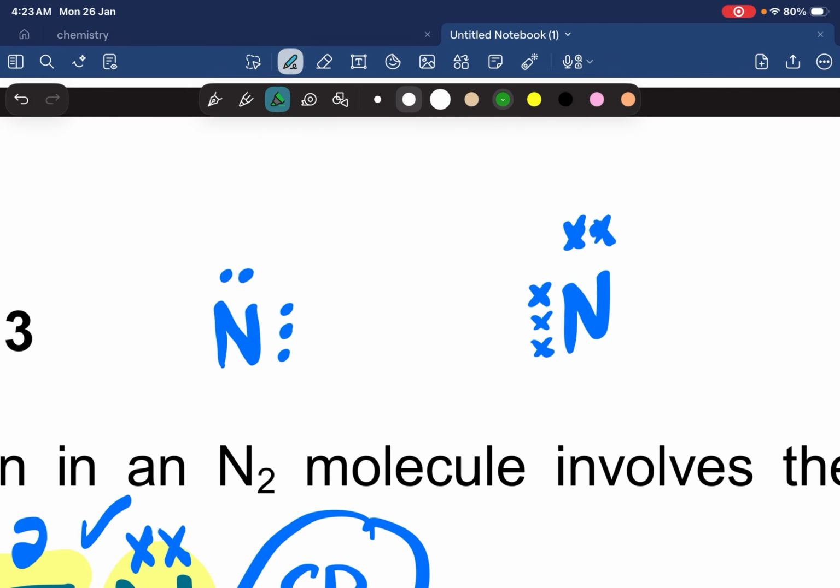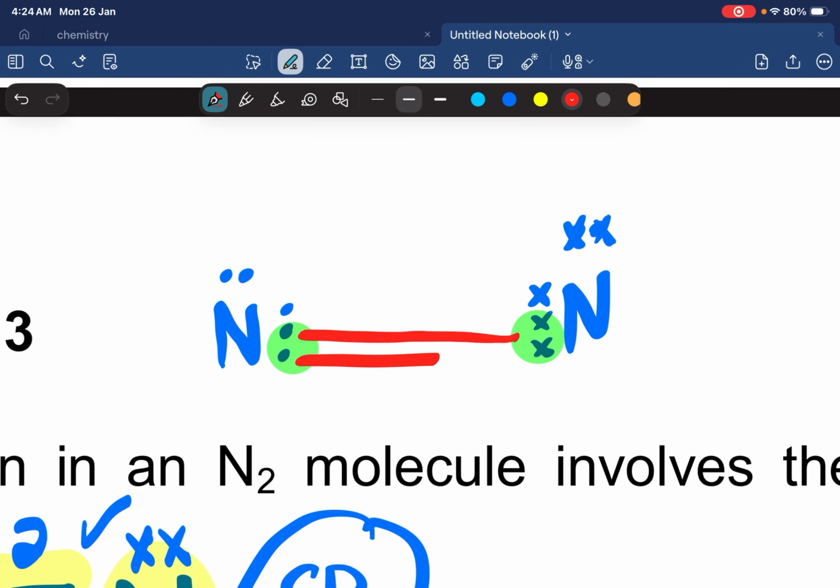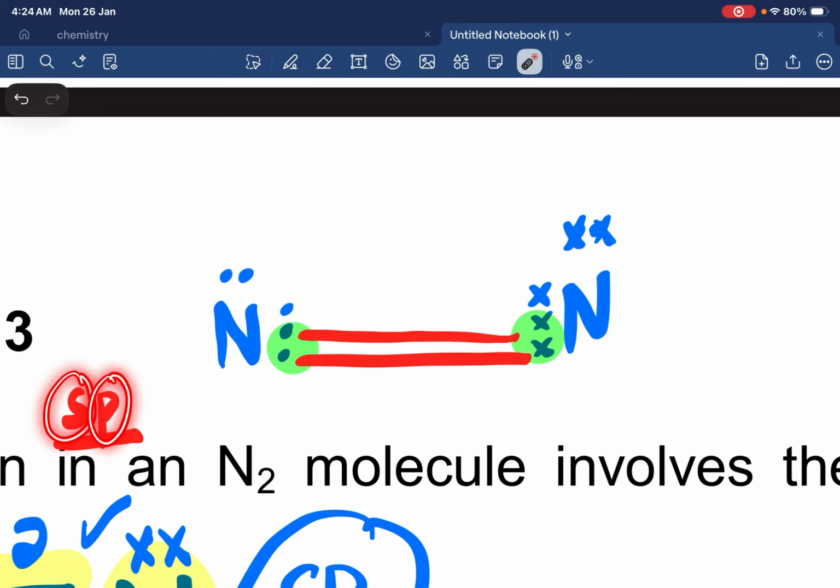Now, you have to form 2 pi bonds. Between these 2 electrons and these 2 electrons, a pi bond is formed, and pi bonding happens in unhybridized orbitals. So these electrons are present in unhybridized p orbitals. Now, where is the sp hybridization, where the s orbital and the p orbital intermix with each other? This is where they do it.